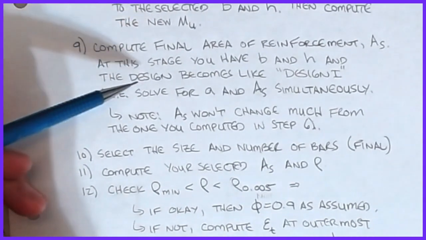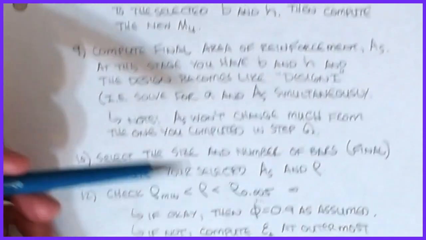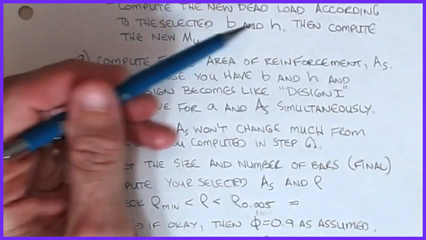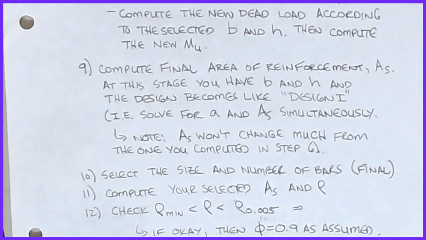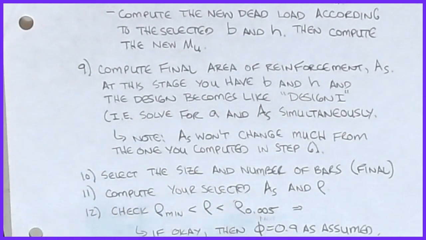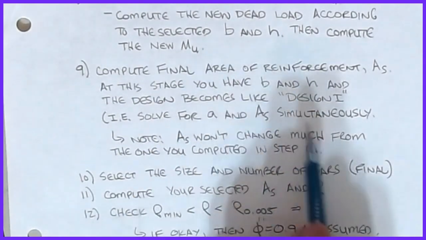At this stage, you have B and H, and the design basically becomes a design 1 problem once you have B and H. So this whole process is all about coming up with a strategy to get you to B and H, and coming up with some rules of thumb or some estimates or guesses to be able to do it. It's a long process, I admit it. Once we're at design 1, then you're back to basically solving for A and AS simultaneously.